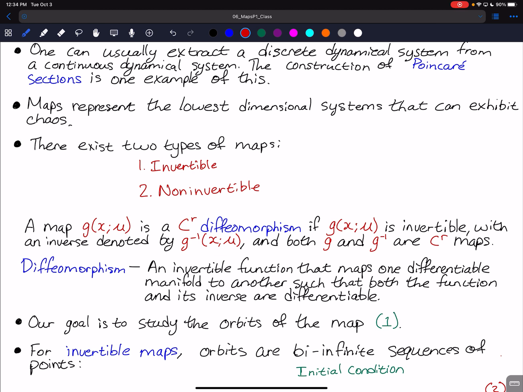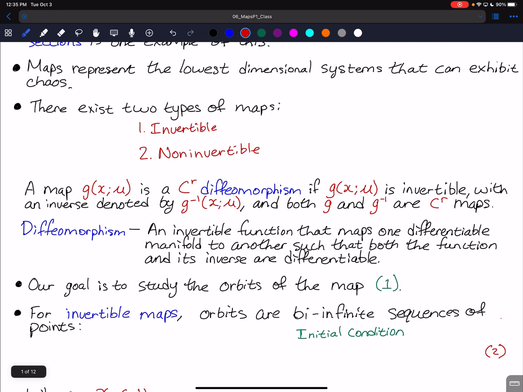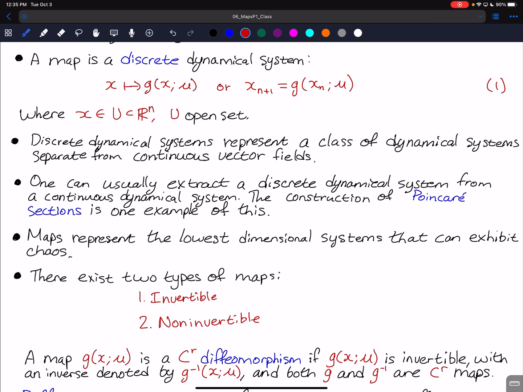Okay, so kind of a formal definition here. The map G of X with parameters mu is some C^r diffeomorphism if G is invertible with an inverse denoted by G to the minus 1, and both G and G inverse are C^r maps, meaning that they are r-th order differentiable continuously. And if you've never heard this word diffeomorphism, it's just an invertible function that maps one differentiable manifold to another such that the function and its inverse are both differentiable. Okay. You can also study homeomorphisms, but we're just going to skip that. So our real goal here is to study what are known as the orbits of the map 1, and equation 1 is up here. We want to study what we call orbits in this, or periodic solutions.